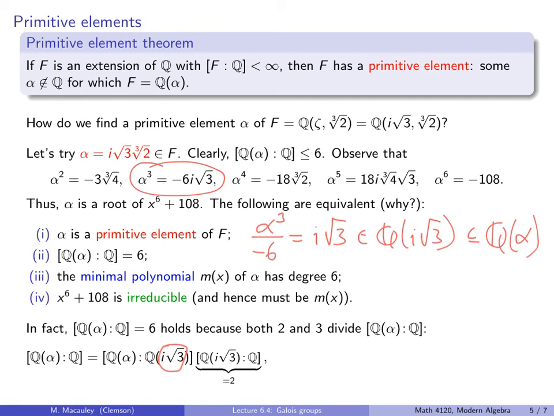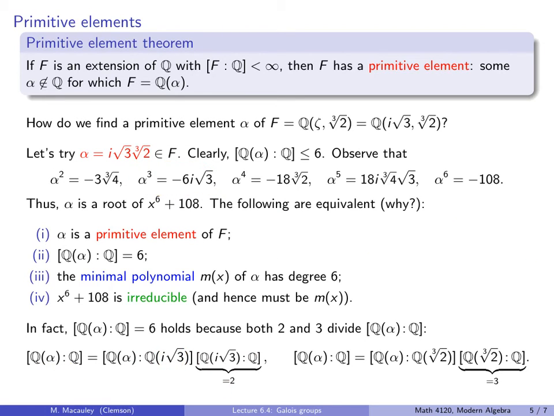So because of that, we can apply the Tower law. Well, we don't know what degree this is, but we know this is degree 2, and therefore 2 divides this total degree. Next, Q adjoin alpha over Q we can break up differently. We can break up like this, as long as Q adjoin cube root of 2 is a subfield of Q adjoin alpha. So why does that work?